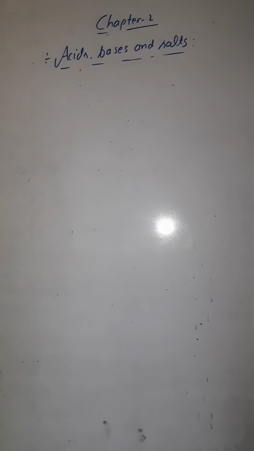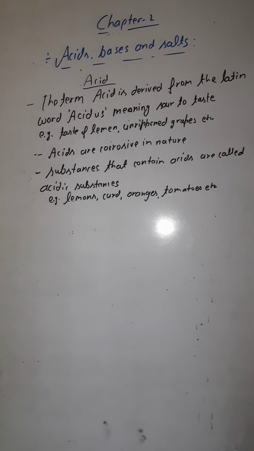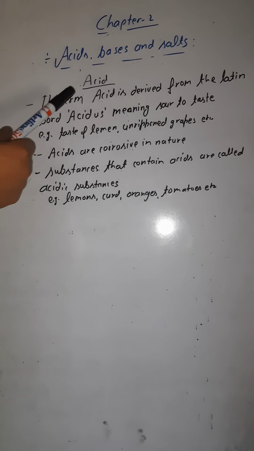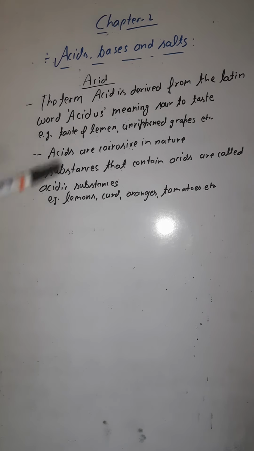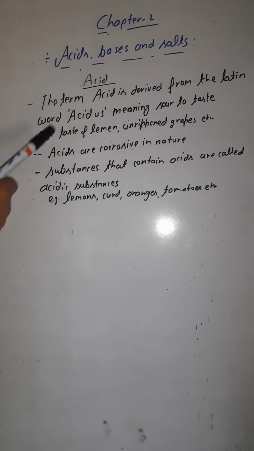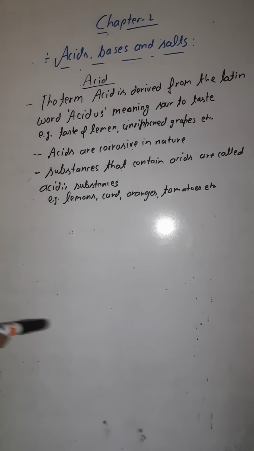Now we will discuss the Arrhenius concept of acid later. First, you should write about the acid. Let me write it here. So this is about the acid. The term acid is derived from the Latin word acidus, meaning sour to taste. Example: the taste of lemon, unripened mangoes. If you taste all these items, you would taste sour there.